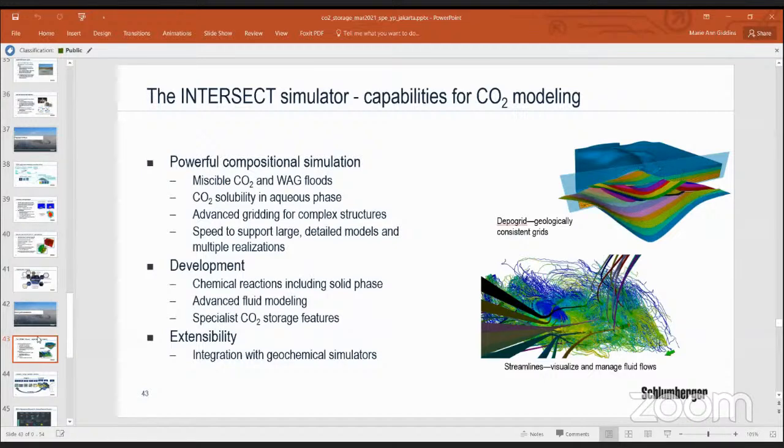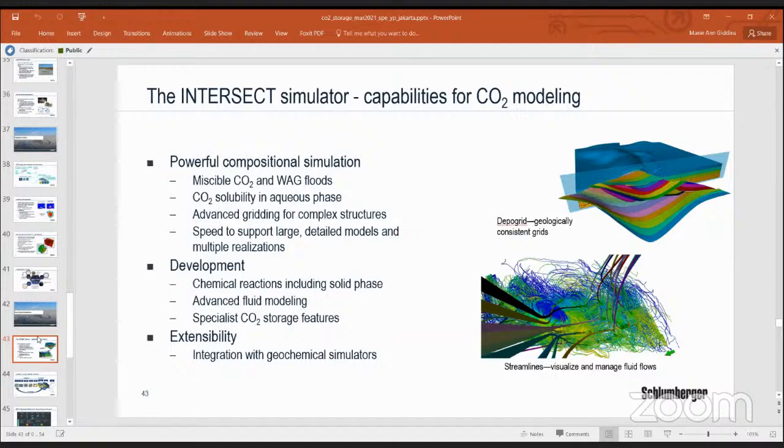In the last year, we've had a lot of development activity to introduce chemical reactions in Intersect, including a solid phase. And we're also looking at more advanced fluid modelling, which will enable you to do specialist CO2 studies. So this is something that is clearly very important now, and we want to work to get Intersect qualified to meet the regulatory standards for being used for dynamic CO2 studies.